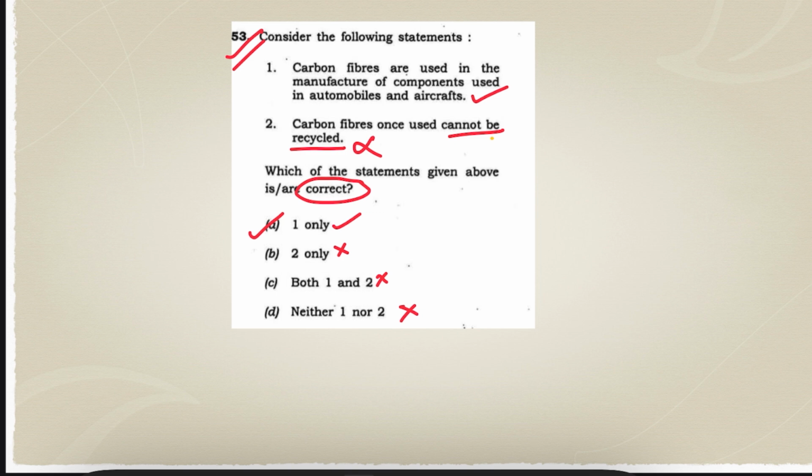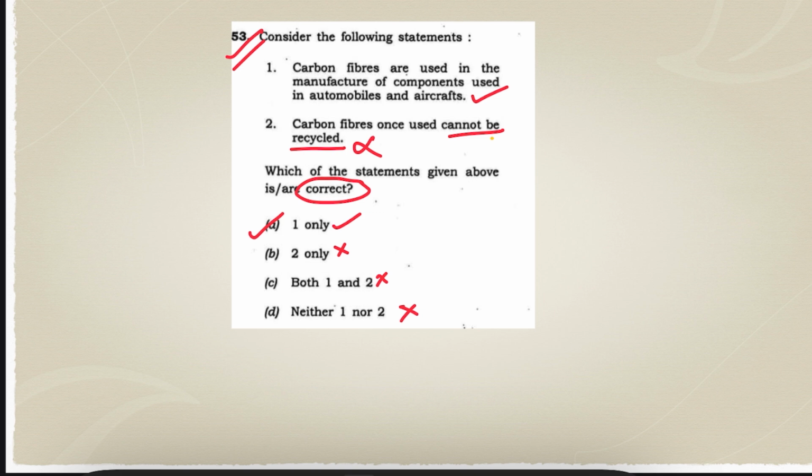Now I'll tell you the algorithm for how you have to proceed while reading a question. Which of the statements given above is or are correct? You will either underline the word correct or put a circle around it to make a mental map indicating to yourself that this is what the question is asking, that I have to mark the correct statement and not the incorrect, because in certain questions you have to mark the incorrect statement as your answer.